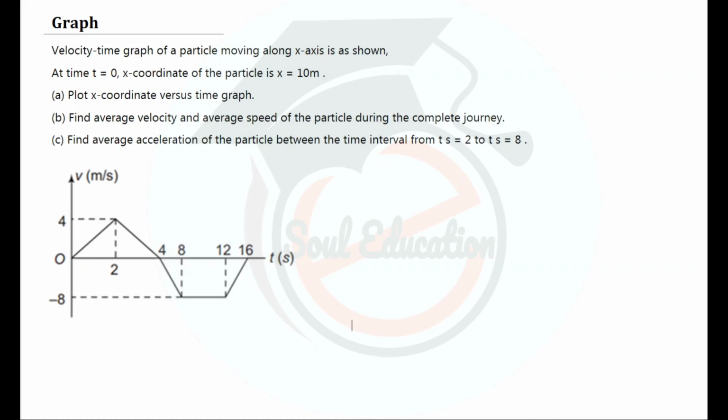Second problem: the VT graph of a particle moving along the x direction is shown. The VT graph is given. First, plot the x versus t graph. Shall we plot it?